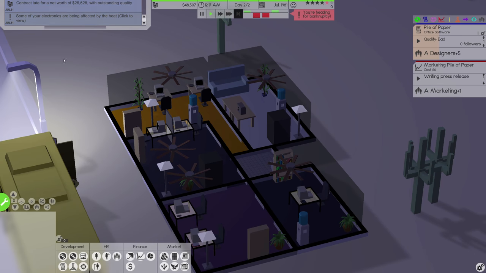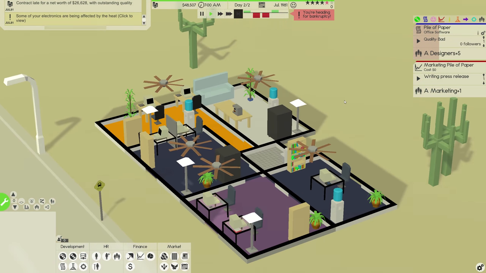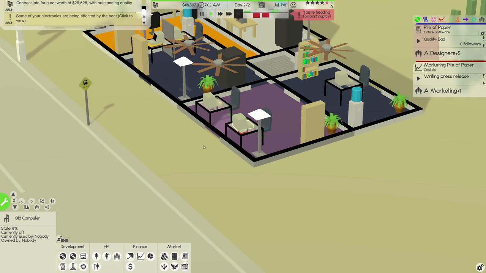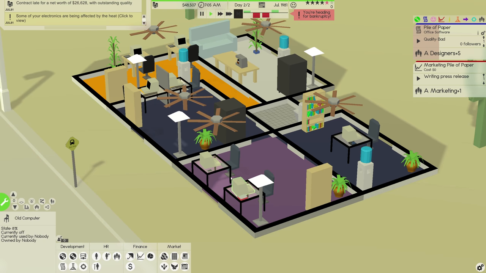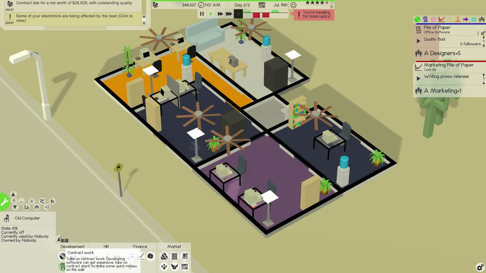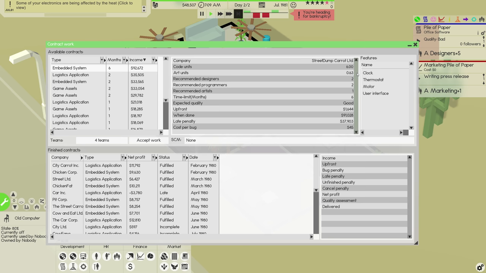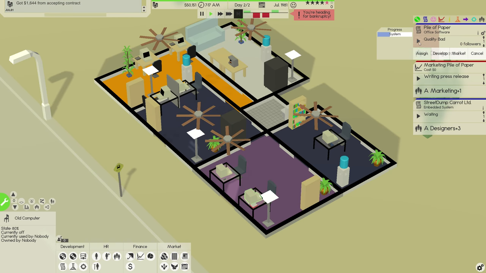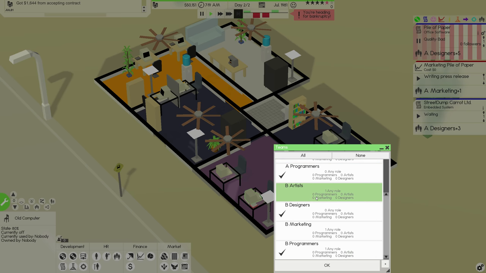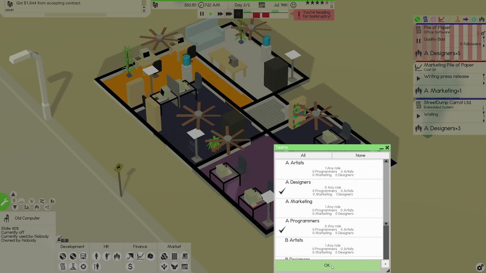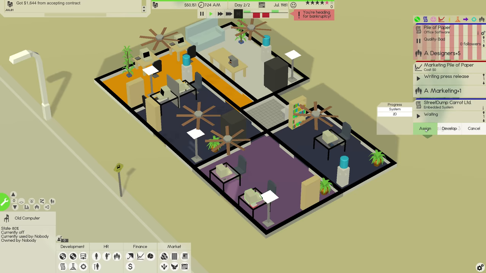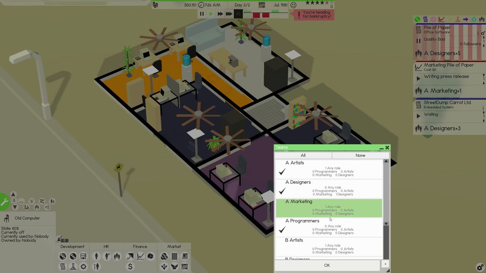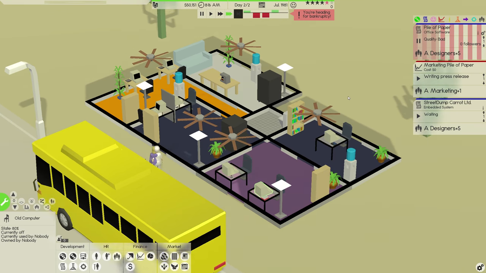Bummer! Alright, release 26,000. We got a late fee. I didn't pay attention. I'm the worst. I am the worst person to work on this stuff. Embedded systems. 6 code units only? And a little bit of art units. You know what? 6 code units is good, and I'll take 92,000. I'll definitely take that. It's assigned to designers, programmers. Wonderful. And we might as well assign artists to this as well, and see how that goes.